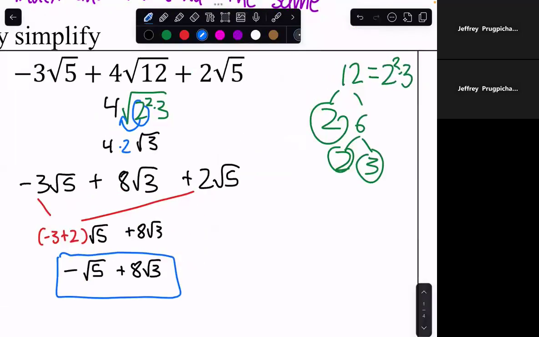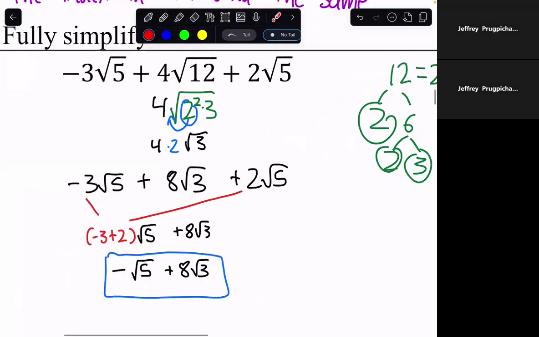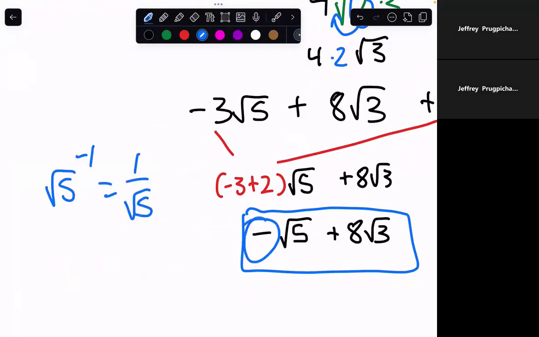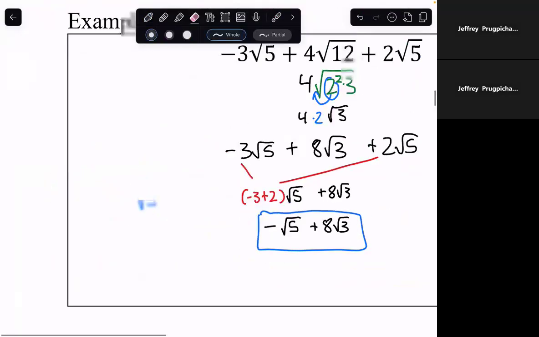So before I continue, any questions on the first one? Yes. Oh, so you're thinking of exponents. If it were like this, then you would move it to the denominator, right? But this negative is a coefficient. It's not an exponent. Okay, good. Other questions?